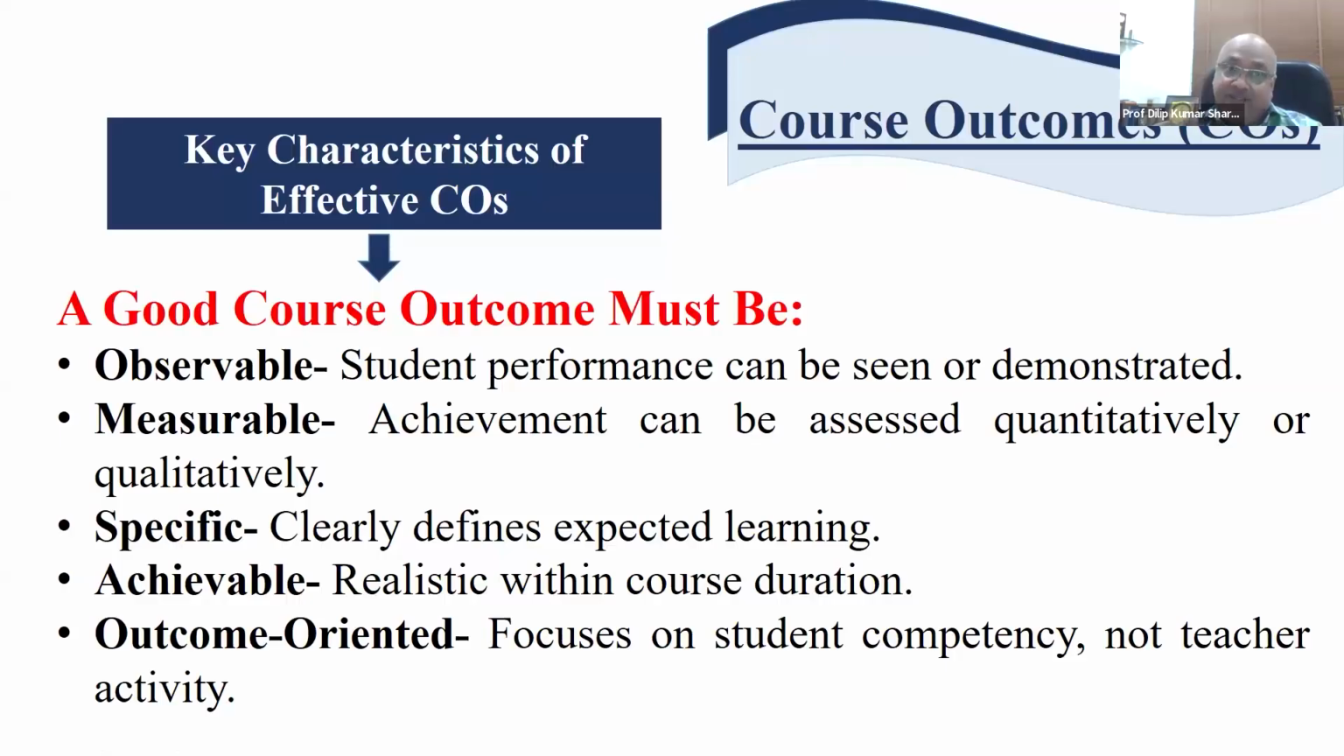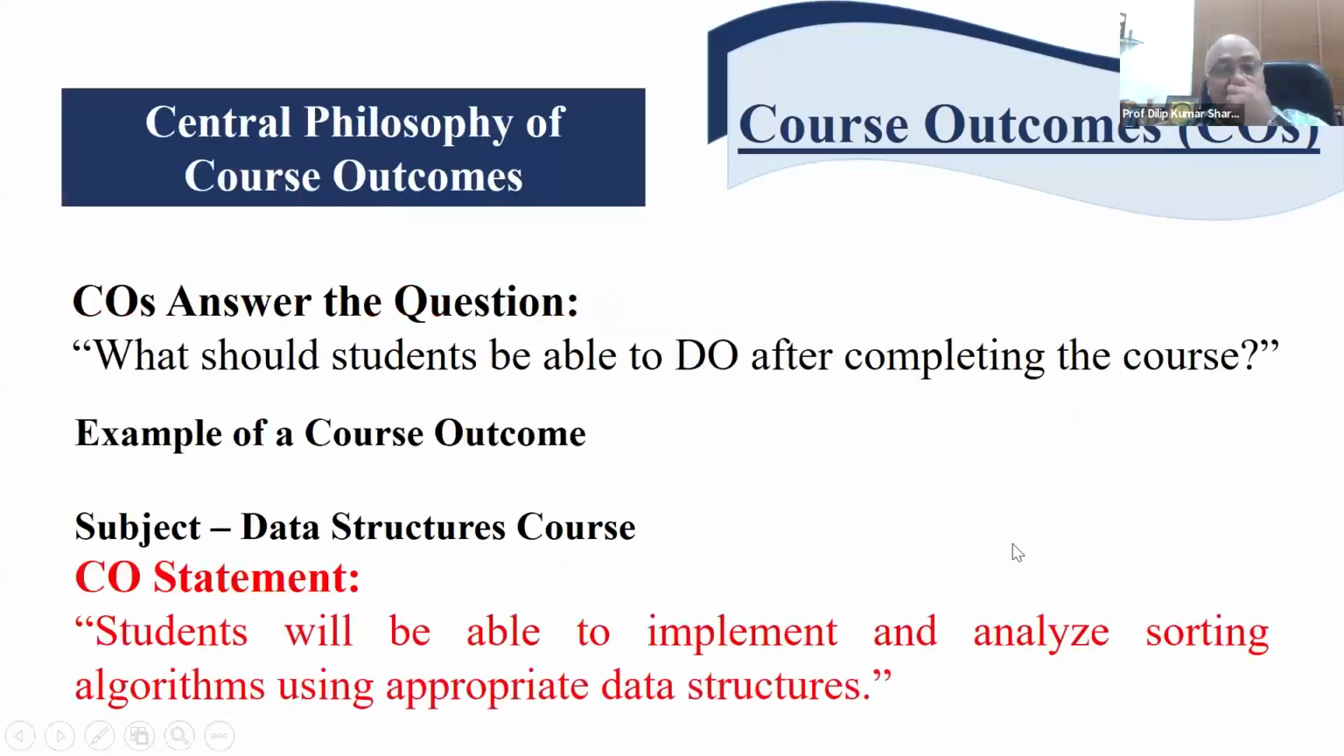Student centric, student centered, learner centered. So what is the central philosophy of the course outcome? COs answer the question: what should a student be able to do after completing the course? I'm going to give you an example. The subject is data structure. One of the course outcome statements can be: student will be able to implement and analyze sorting and searching algorithms using appropriate data structure techniques. Like that, you can have one course outcome if the course is data structure.